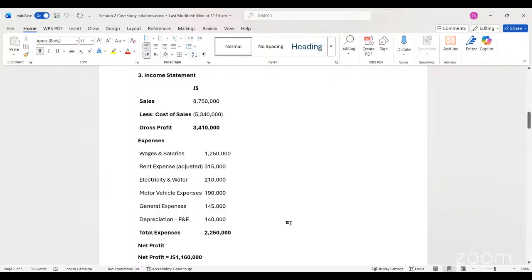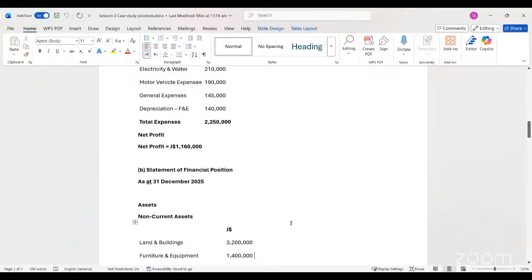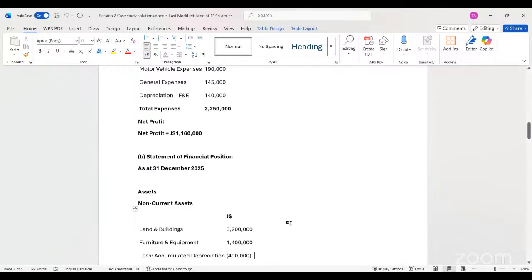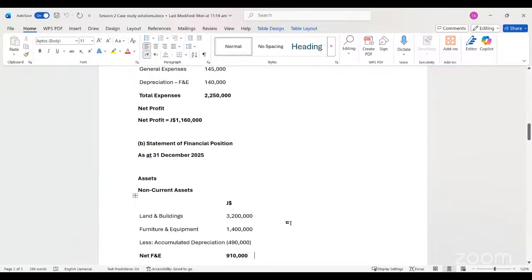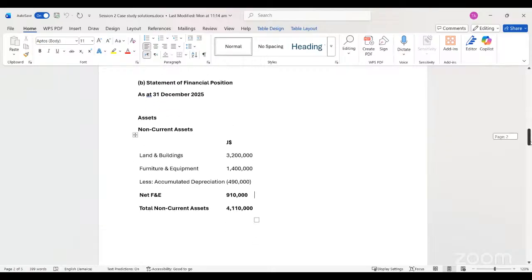So as I said, you would have some differences, but let's look at some of the things we may end up having in our balance sheet. So we had our land and building, right? That was straight, no depreciation. The furniture and equipment, you would have had to back out 490 because you had some depreciation from before. It was 350 plus the current year of 140. So that would give us 910 for that. So the 3.2 and the 910 giving you non-current assets of 4110. Cool? All right.